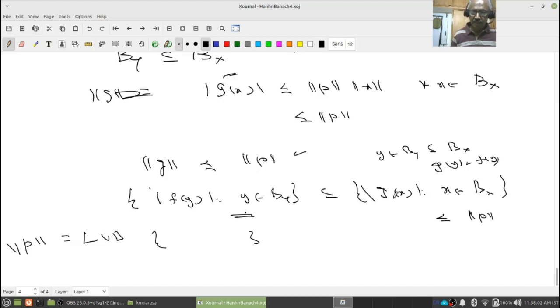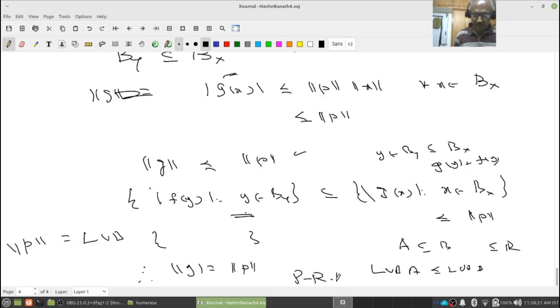Now recall, if A and B are subsets of R, then LUB of A is less than or equal to LUB of B. Therefore, this LUB, namely norm f, should be less than or equal to this LUB, which will be less than or equal to norm f, therefore equality holds. Okay, pause, review, proceed.